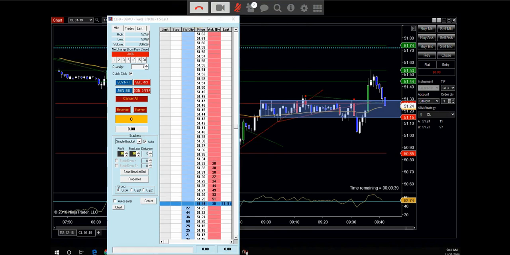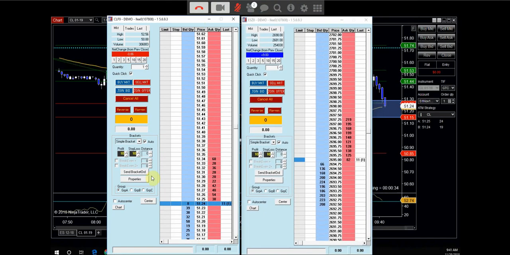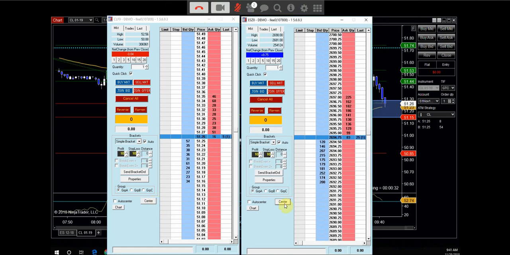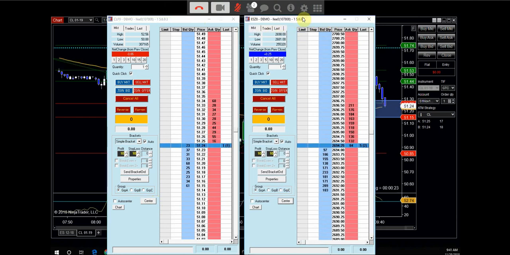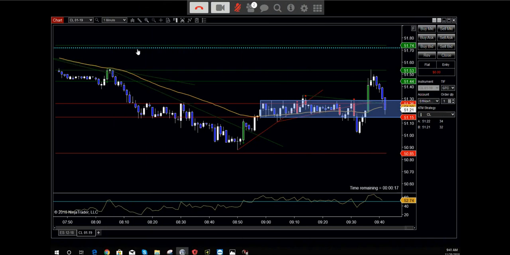But just to follow along, I'm going to be using Infinity here. I'll be placing my trades on either the CL or the ES. You can see here a demo, just so everybody can see that it's relatively easy to follow along with the calls he makes in the room.